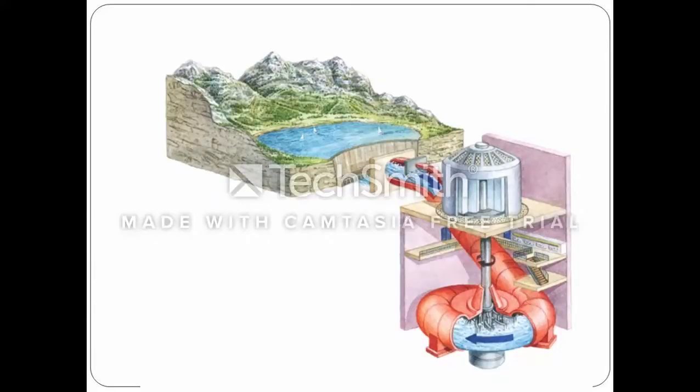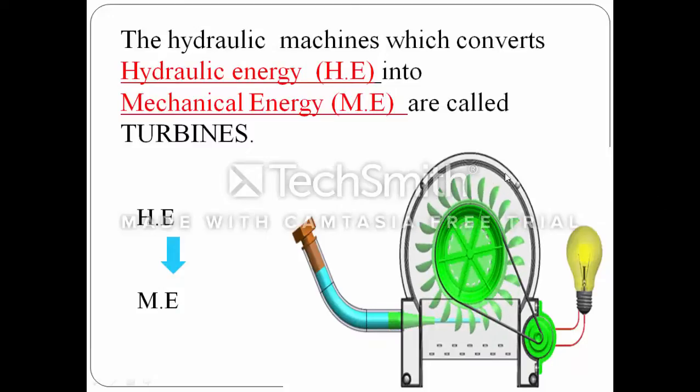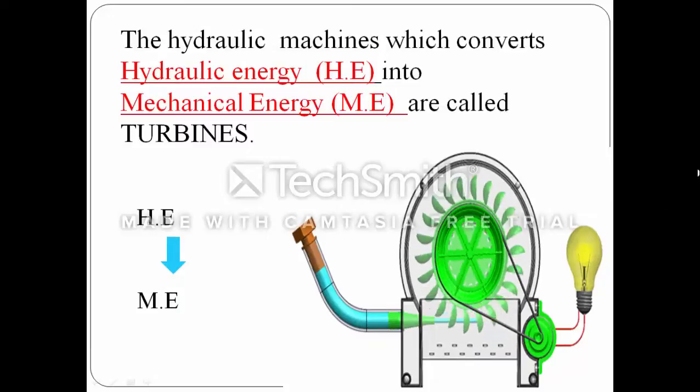Now the working principle. You can see in this image the working principle of the Kaplan turbine. The water comes from the reservoir. In the coming slides, I will explain briefly. So here let us see what is meant by hydraulic machines. It is a machine which converts hydraulic energy into mechanical energy, called turbines.